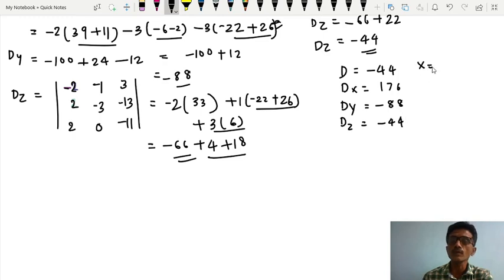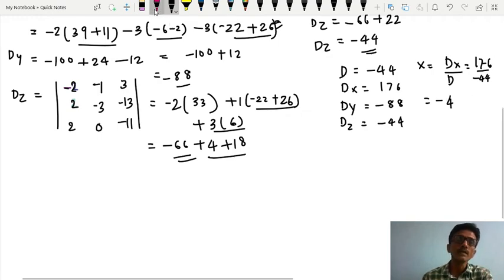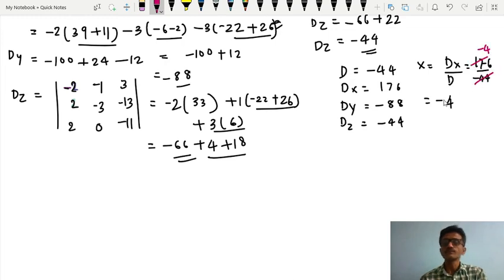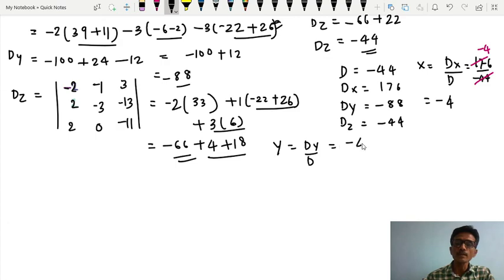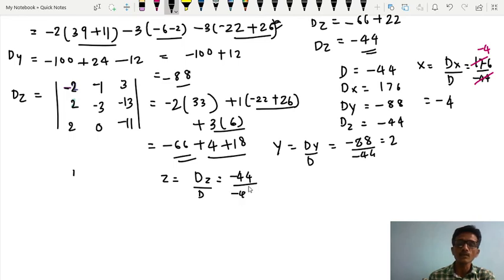So therefore, x is equal to dx upon d, which is, what is dx? Dx is 176, divided by minus 44, so which is minus 4. If we cancel this, we will be getting minus 4. Then y is capital Y, dy upon d, which is minus 88 upon minus 44, and it is 2. Then z is dz upon d. Dz is minus 44, and d is again minus 44, which is 1.